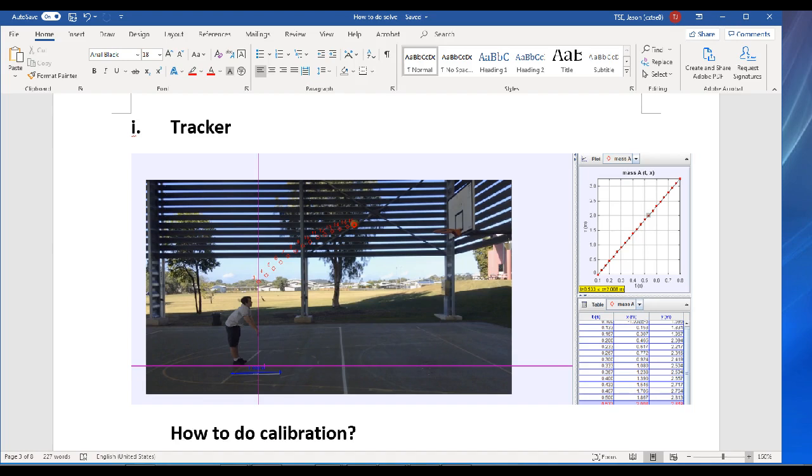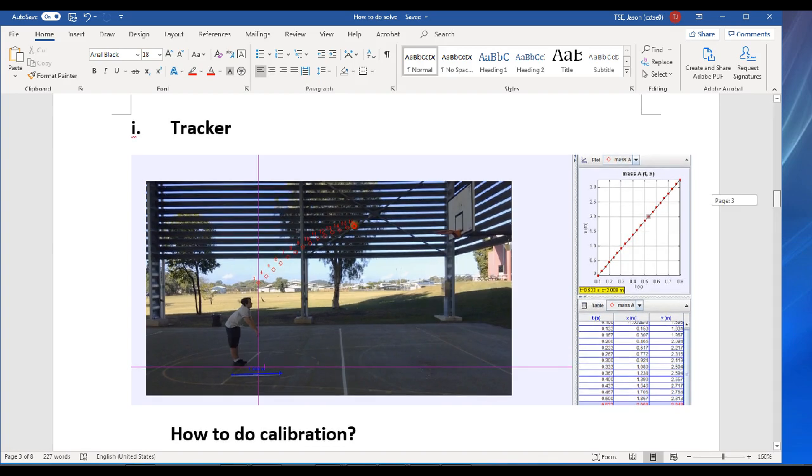So on that screen you need to show the axis. Okay, so you see 2 purple lines, you need to show the axis. Also you need to show number of points of the flying basketball, and also you need to show the position of the hoop. Alright, and another thing you need to show is that meter rule on the ground, which is used for the calibration.